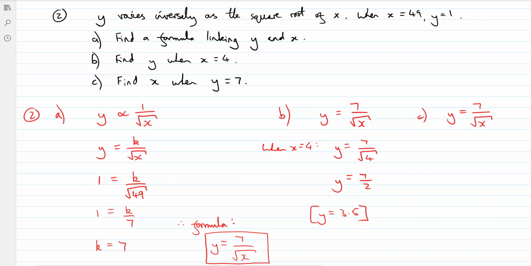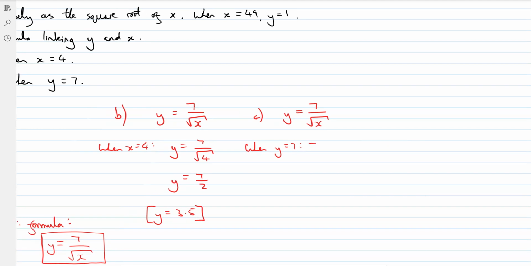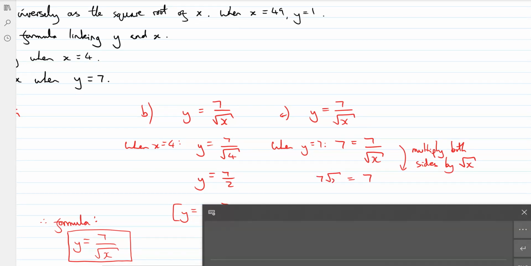And then part C, still using the same formula. y equals 7 over root x. Find x when y equals 7. So when y equals 7, put 7 in place of y this time. Sorry, did that last time as well. So y equals 7. Again, a little bit trickier to solve, but should still be fine. Whatever's on the bottom, if the x is on the bottom, we multiply up by that. So we'll multiply both sides by the square root of x. That will cancel the bottom on the right hand side, and on the left hand side we'll get 7 multiplied by root x.